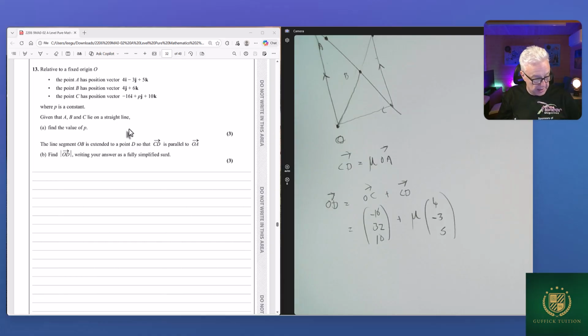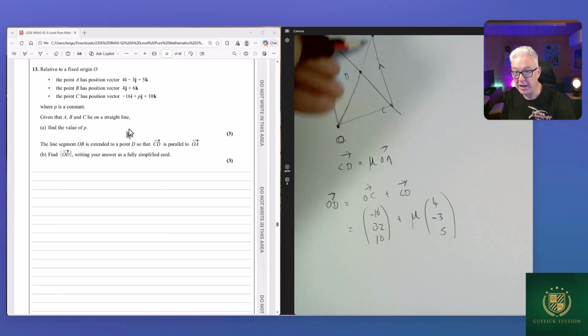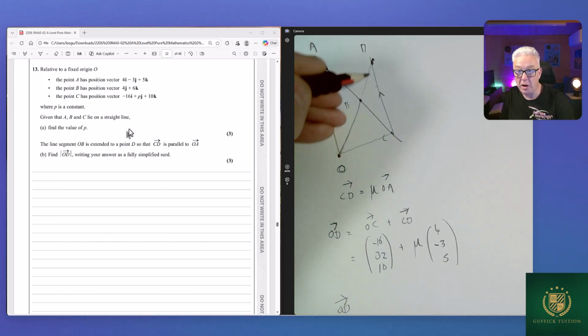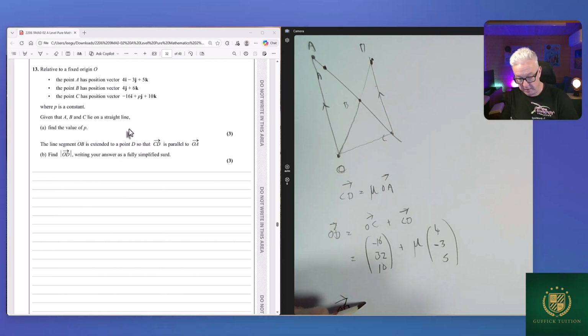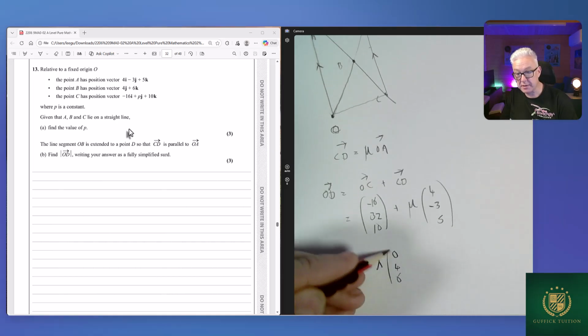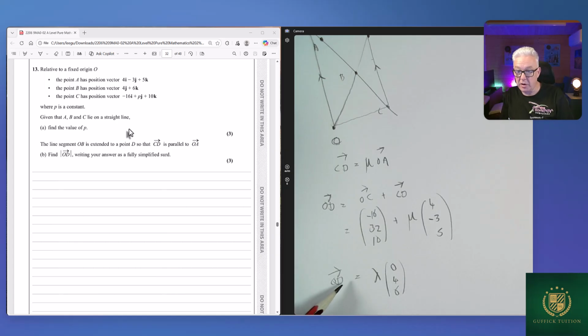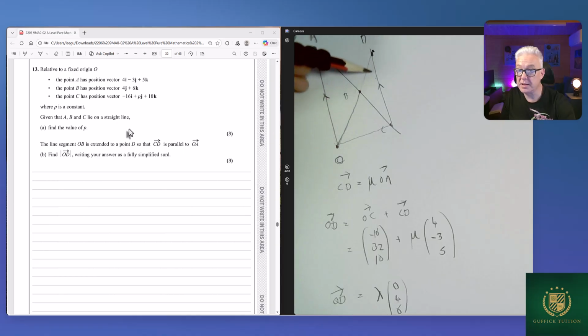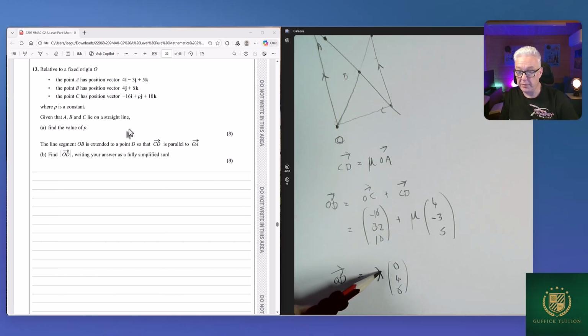Now, let's have a think about the next bit. What else can we say about O to D? We can also say that going from O to D is some kind of multiple of O to B. I'm going to give that a different variable. I'm going to say that that is lambda of O to B, which is 0, 4, 6. So that's another way of writing what O to D is. O to D is some fraction of O to B because it's O to B extended. So I've put lambda there like that.